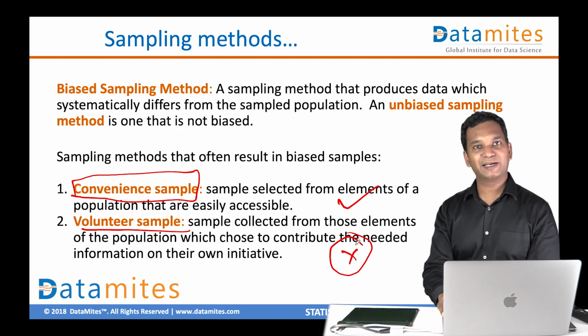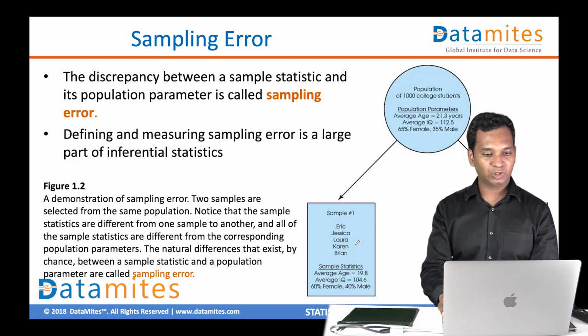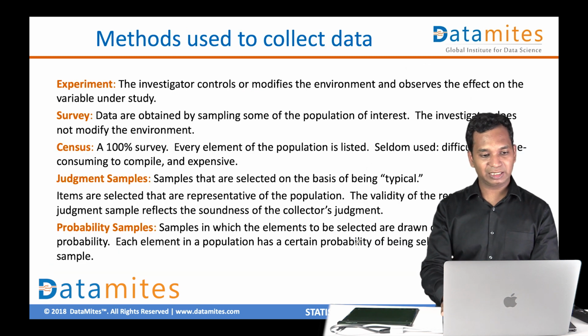And then we talked about biased sampling: convenience, as the name indicates, and volunteer. Okay, so I think that's the last.